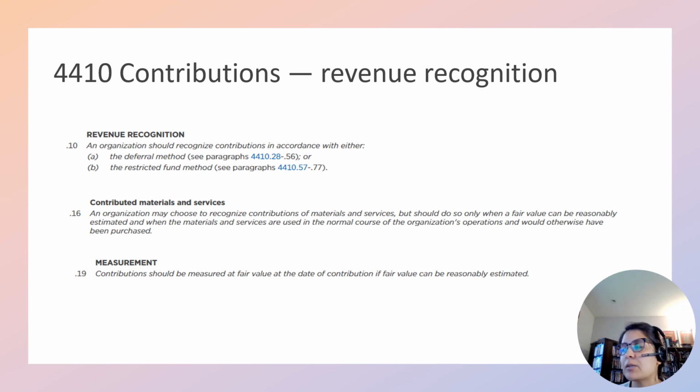Okay, the first part is really easy. The fair value of the item can be reasonably estimated. So you can analyze whether it can be estimated. For example, by comparing, if you are receiving something for a hospital, you can compare the value of similar items with the other hospitals, for example.